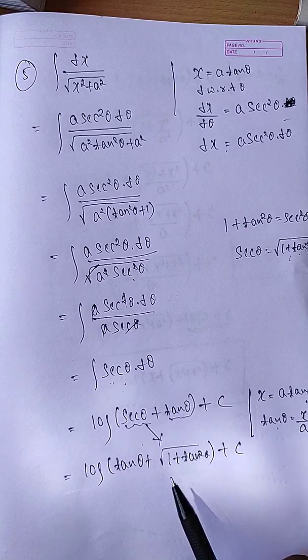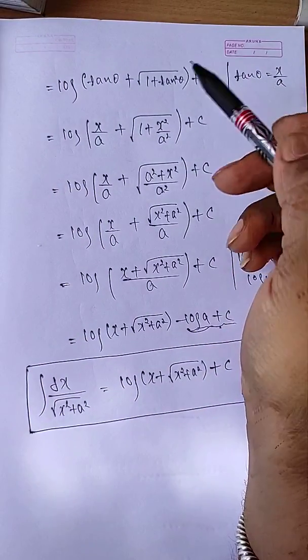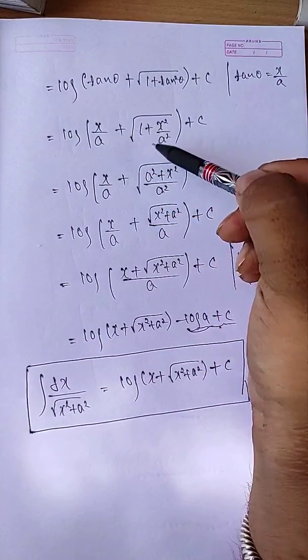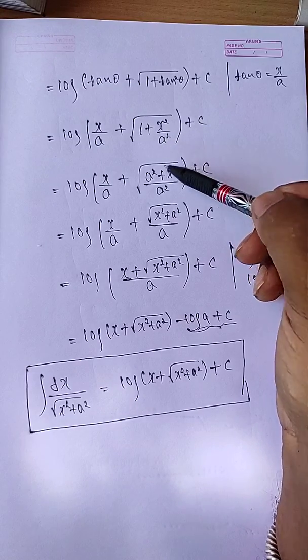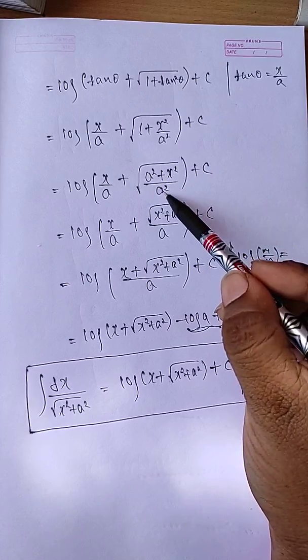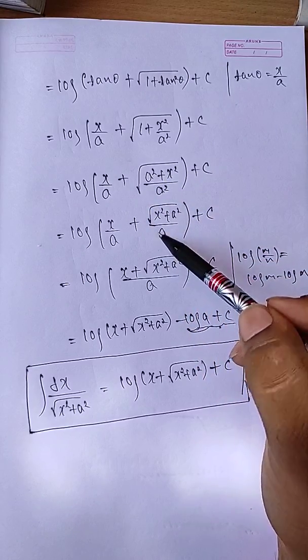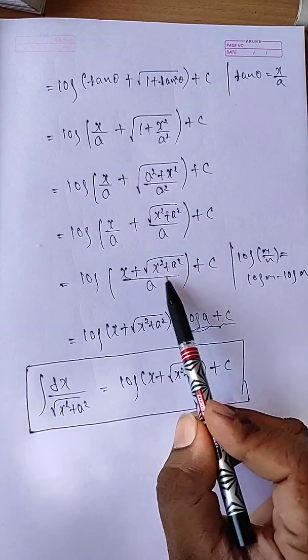So now we are replacing tan theta with x by a. Log of x by a plus root of 1 plus x square by a square, plus c. I am taking a square as the LCM, so root of a square plus x square by a square. The a square root comes outside as a. The denominator is the same, so add the numerators: log of x plus root of x square plus a square, by a.